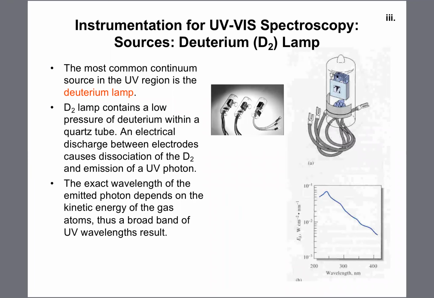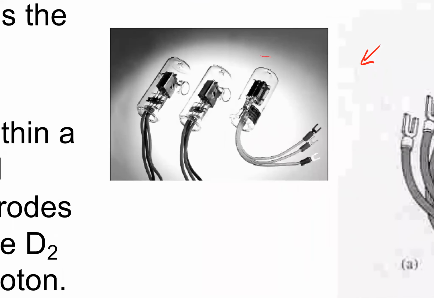The first one I want to tell you about is the deuterium lamp, the D2 lamp. Now remember, deuterium is an isotope of hydrogen. It's got one extra neutron, okay? We're going to take this deuterium gas and put a low pressure of it inside of a tube that's sealed off from the outside world. If you zoom in right here, you can see these little windows. Light's going to pass out of that little window, okay?